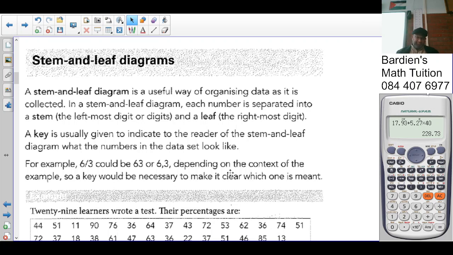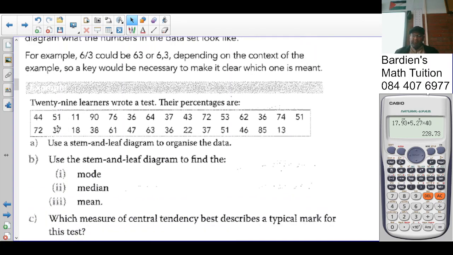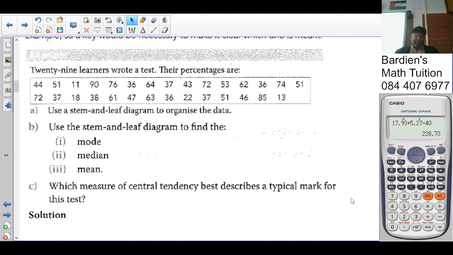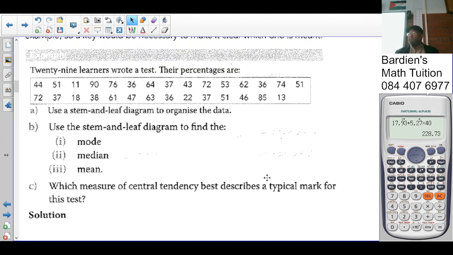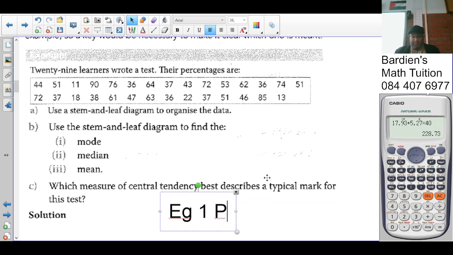Okay. But if we're telling you, then we can't get 6.3 as a number. So okay, but let's go with the fact that they want you to give a key. And I normally don't, so I should be giving you a key. Okay, according to this, we're looking at example 1 and this is on page 300.